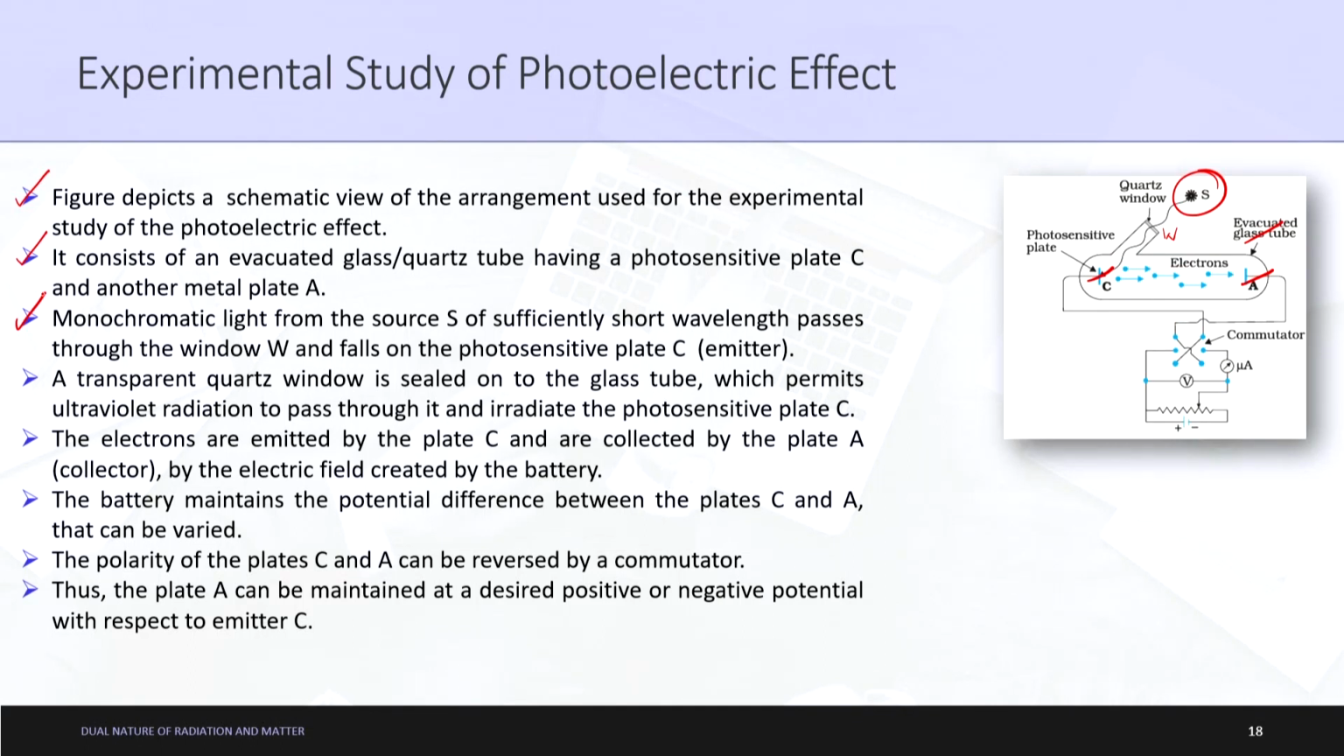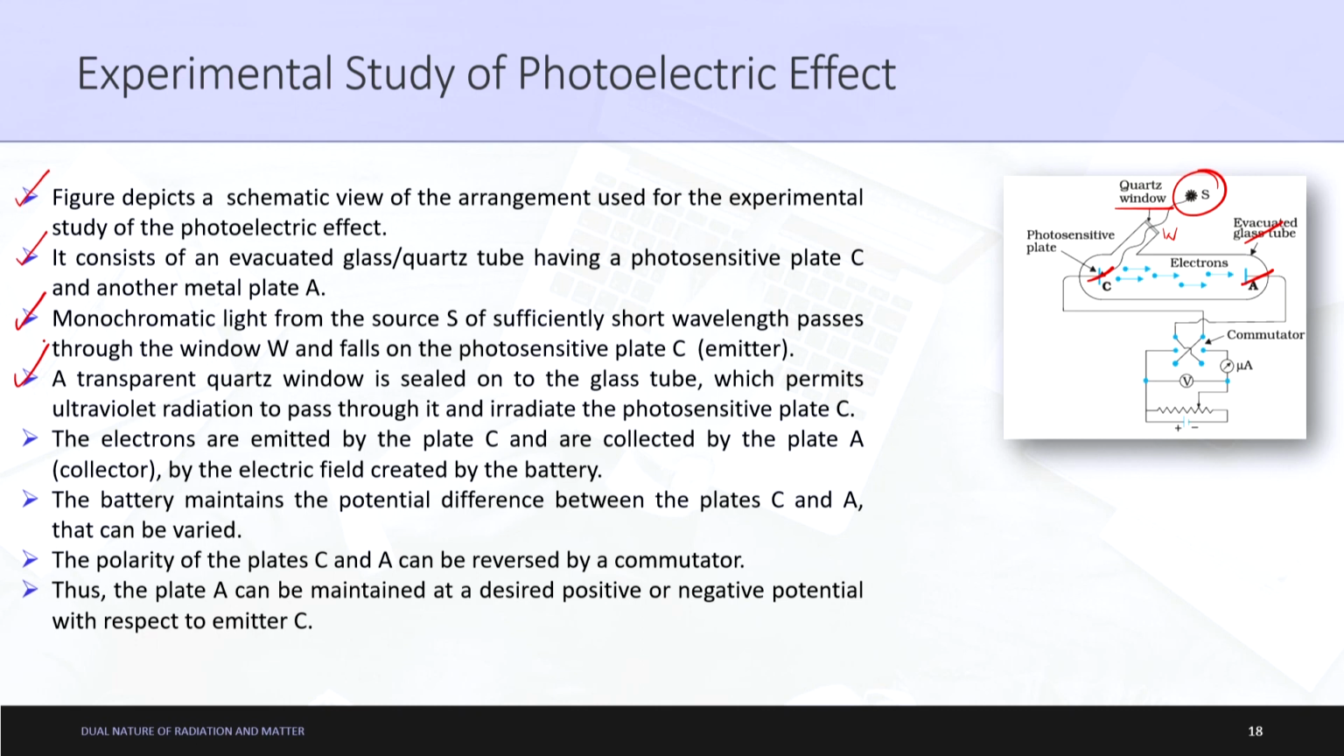Next, a transparent quartz window is sealed onto the glass tube. Quartz is basically a material. This window permits ultraviolet radiation to pass through it and irradiate the photosensitive plate C. So what is the use of this quartz window? Basically to irradiate only ultraviolet light through this window. This is its use.